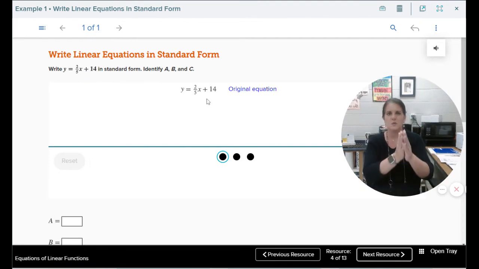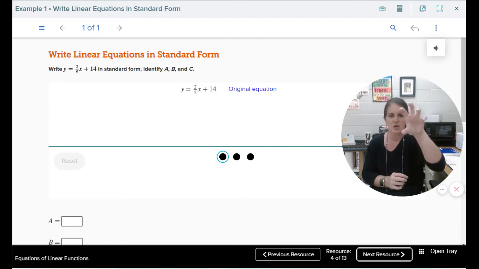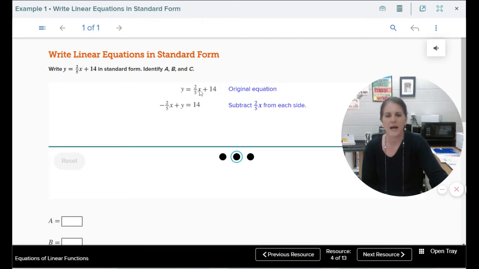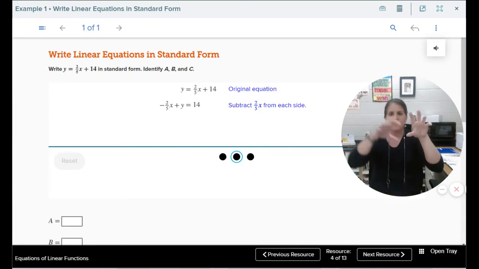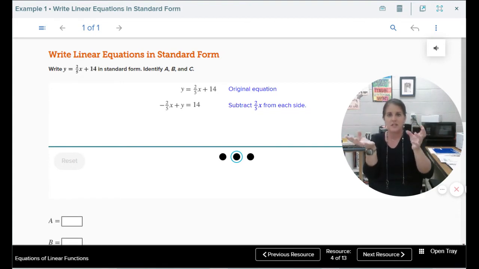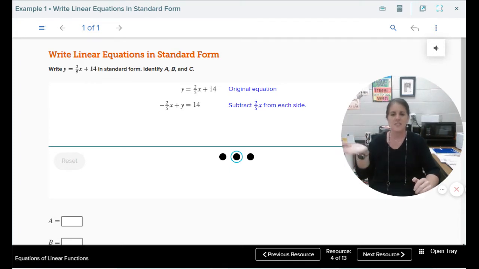So what we know is we need that x and y to be together on the same side. So I'm going to have to take that entire x term and move it to the other side of my equation. And I do that by subtracting it from both sides. To get rid of it from this side, I subtract the 2/5 x. And so then I have to come over here and subtract 2/5 x so that my equation stays balanced. So 2/5 x take away 2/5 x is gone on this side, and I'm just left with the 14. And then when I do it over here, now I have -2/5 x plus y.